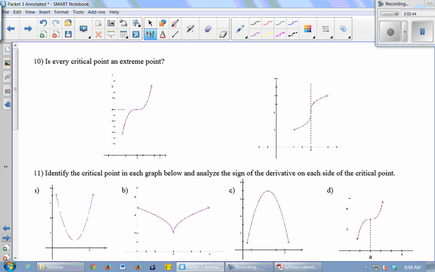So is every critical point an extreme point? No. Here's the two examples. This looks like a cubic. Again, we have a horizontal tangent line, but no extreme value, no max or min. Here we have a vertical tangent line, which means that the derivative is undefined here. But again, no extreme value.